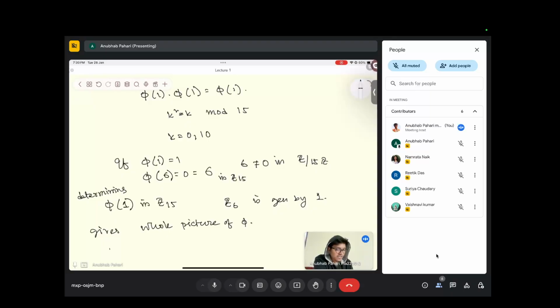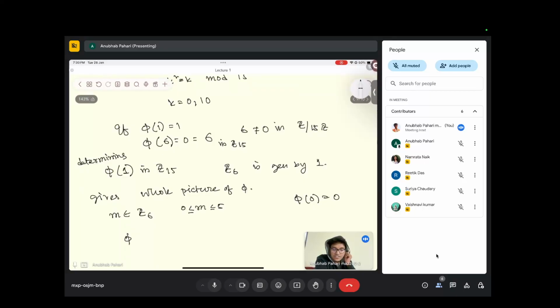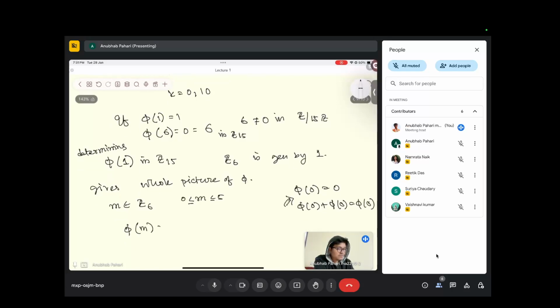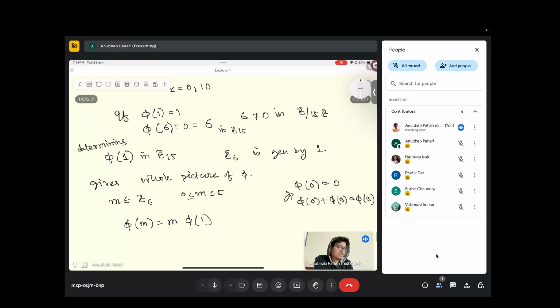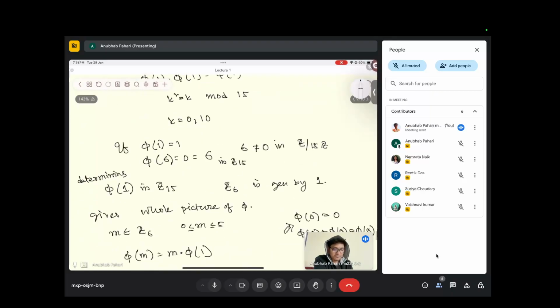Because if you take m from Z6, obviously m is from 0 to 5, then you see that phi of 0 should go to 0, that is fixed, right? Because this is also an abelian group homomorphism, so phi of 0 plus phi of 0 should be phi of 0. From here you get this. Now phi of m should be m times phi of 1, right? Because you take 1 added up m times and you get this. So getting phi of 1 is enough for determining this morphism.